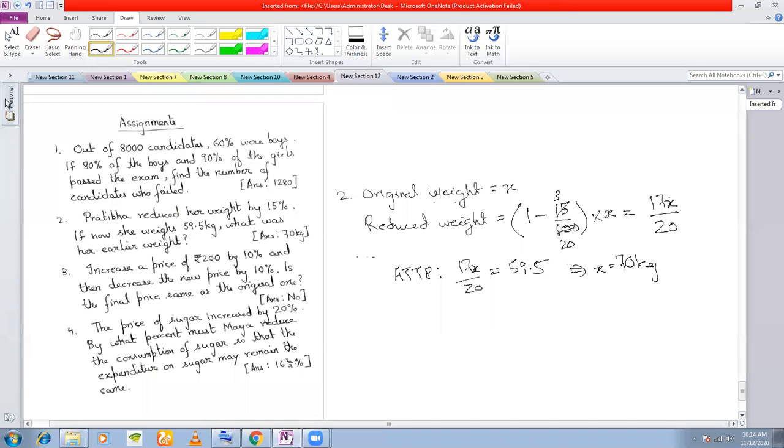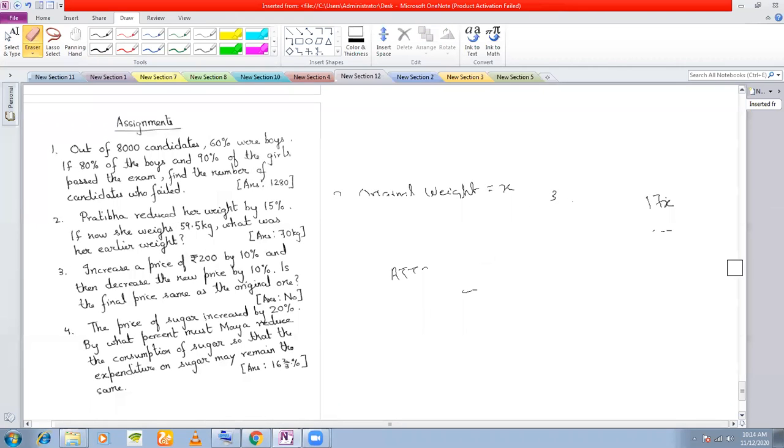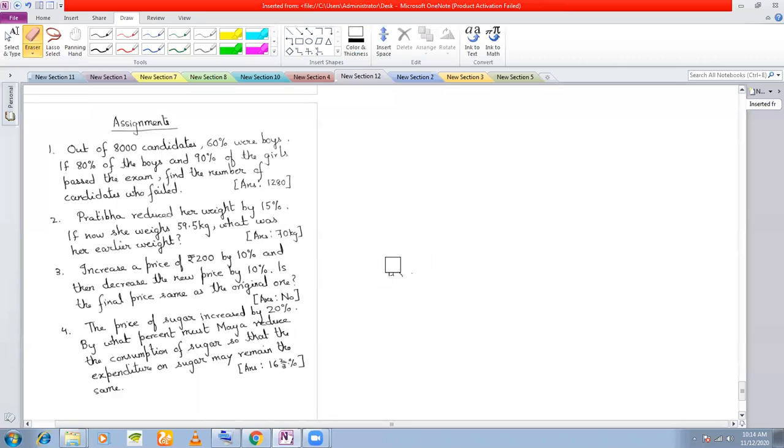Next, number 3: increase the price of rupees 200 by 10% and then decrease the price by 10%. Sir, you will not ask anybody. No, not here, not now, later on. When I do discount, then I'll ask. These are very basics.